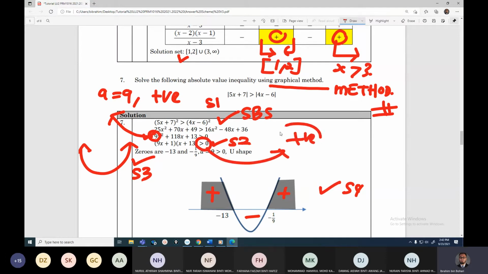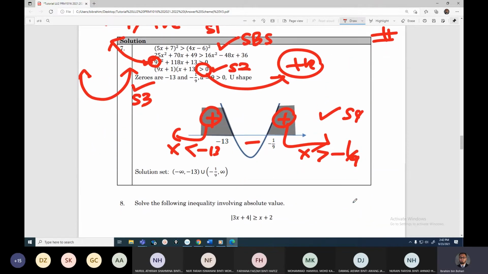And the question here is greater than 0, so your solution is positive. The first solution is x greater than negative 1/9. And the second solution here is x less than negative 13. Okay, so you combine the two solutions: from the left, between negative infinity and negative 13, this is the first interval, union negative 1/9 to positive infinity. So here you put the union.